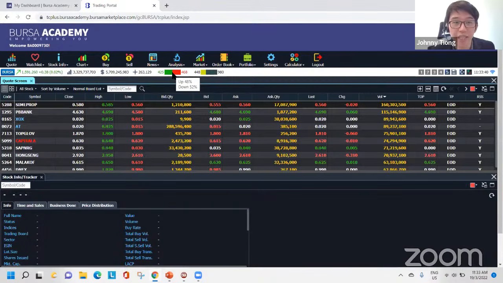So yesterday, 48% of the counters went up, which is 425 counters. 52% of the overall market fell, which is equivalent to 468 counters. And then we have 448. See, mouse over, nothing happened. I press 448, unchanged, unchanged, and then 980 is untraded. So these are the portfolios.